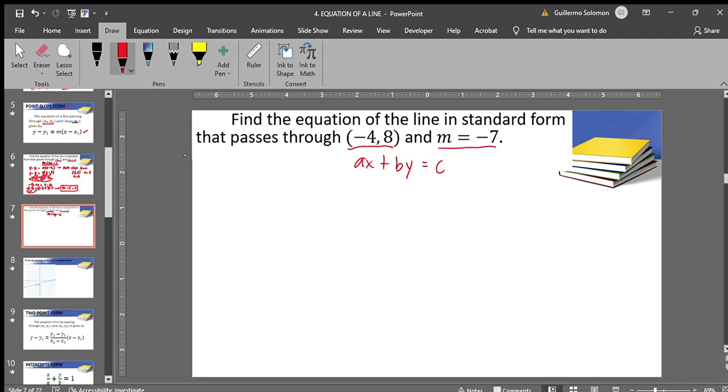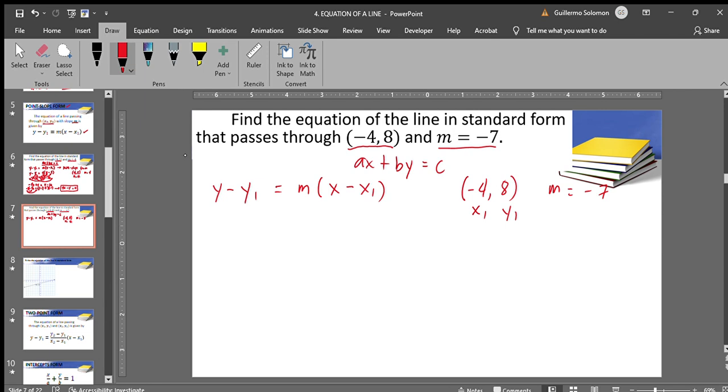So, ang formula na gagamitin natin is the point slope form. So, that is y minus y sub 1 is equal to m multiplied by x minus x sub 1. Okay. O, label natin given. Negative 4, 8. Okay. That is our given point. So, ito ang x sub 1 natin. Ito ang y sub 1. Okay. And our slope is negative 7.